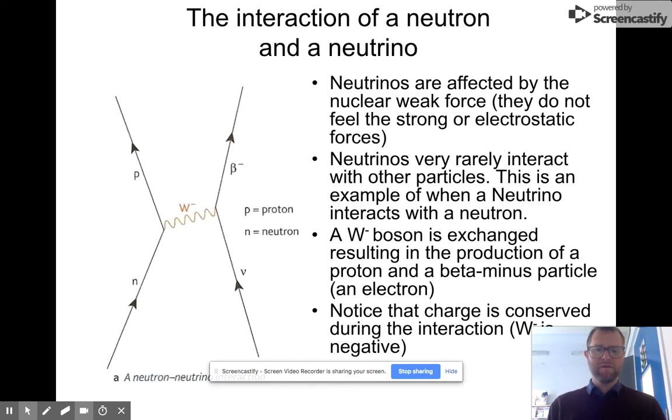We'll look at another one of these. So just to make sure you're aware that the charge is conserved, and that's important. And the reason for that is why it is a negative boson.